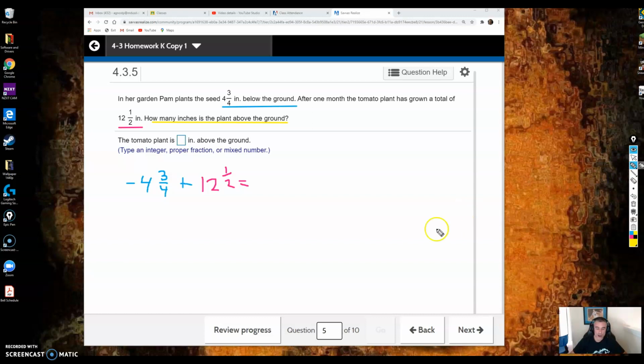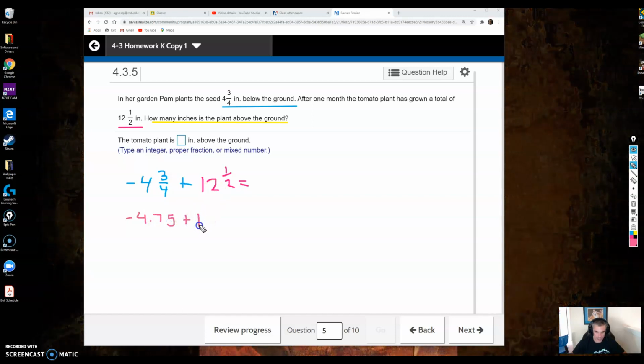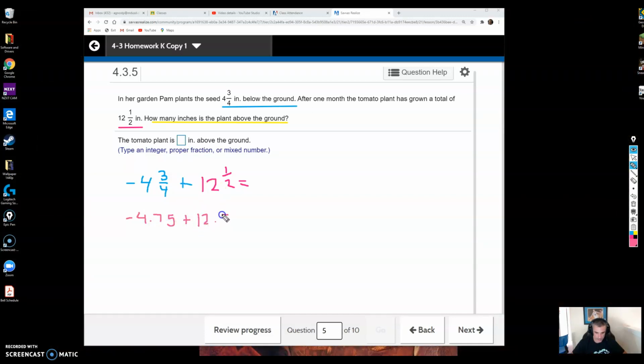No. All right. So I'm going to rewrite this. Negative 4 3/4 is negative 4.75, plus 12.5.